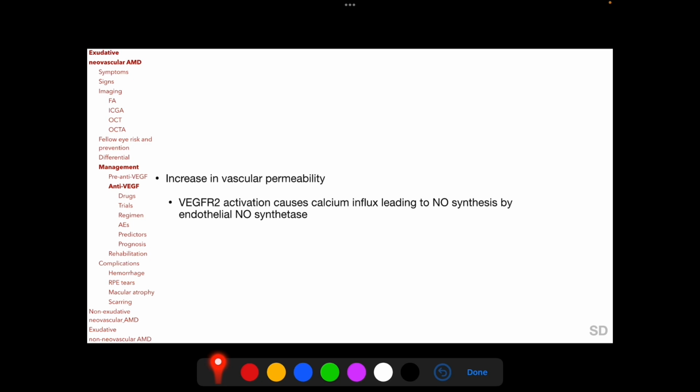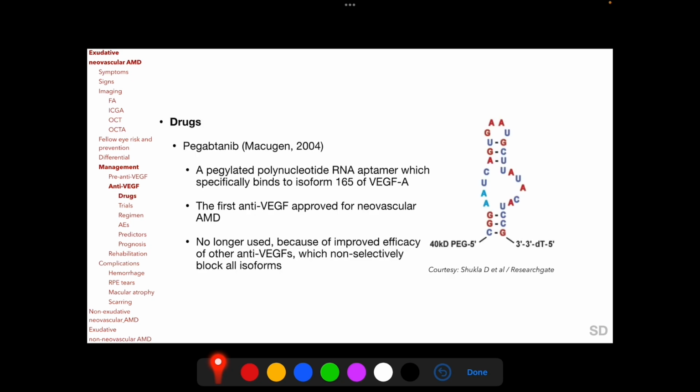As we have mentioned, in addition to angiogenesis, VEGF-A also mediates an increase in vascular permeability by activating the VEGF-R2 receptor, which causes calcium influx, leading to nitric oxide synthesis by endothelial nitric oxide synthase.